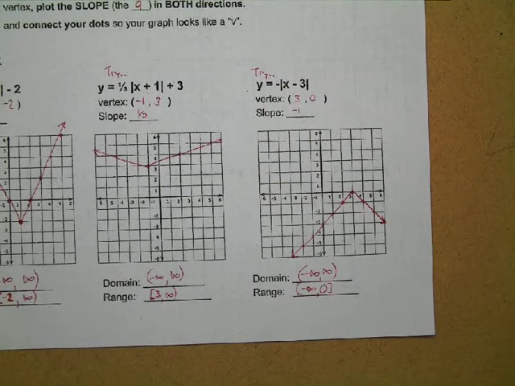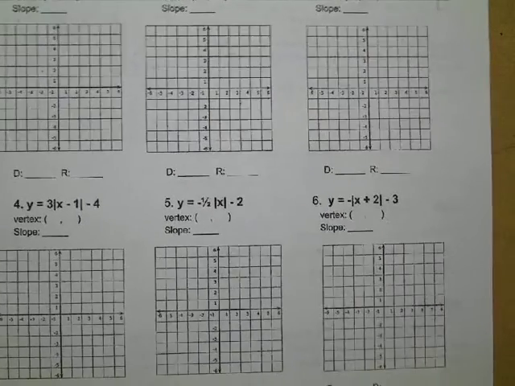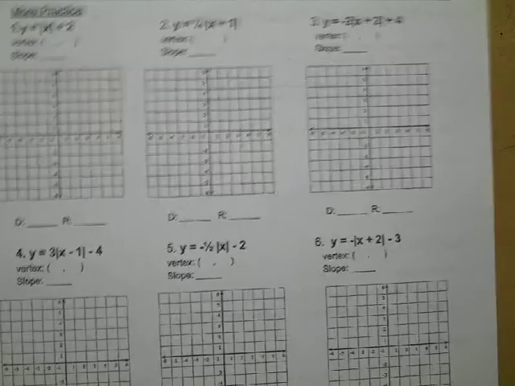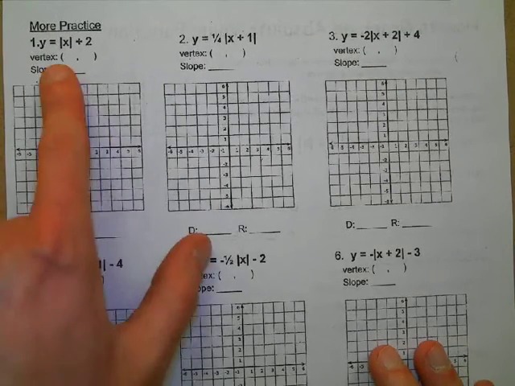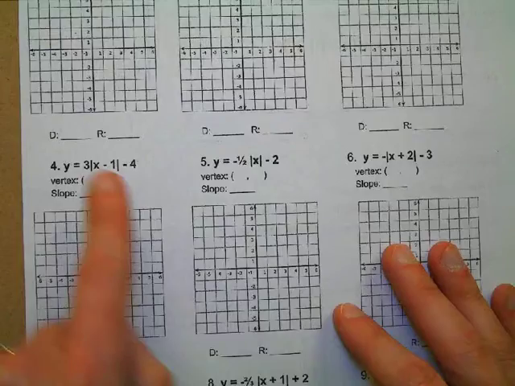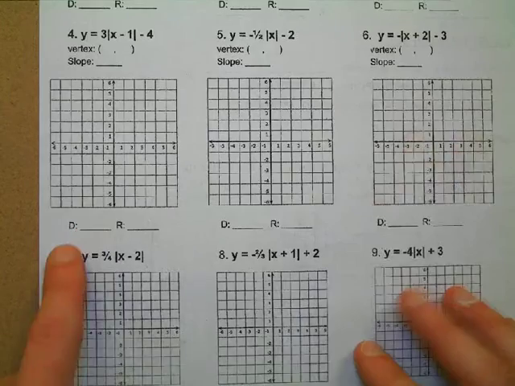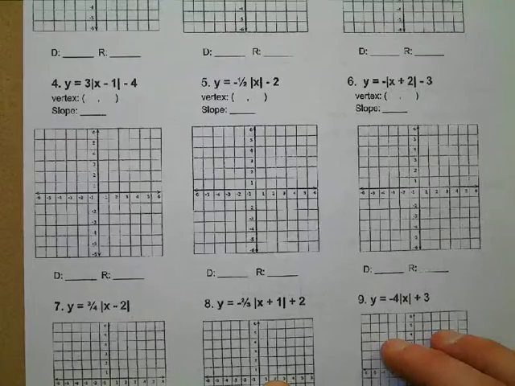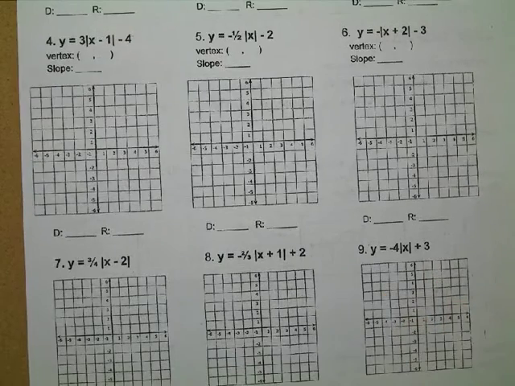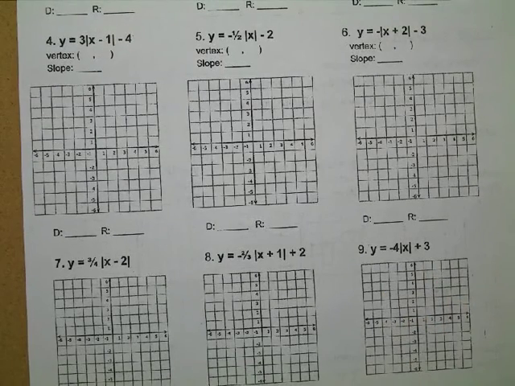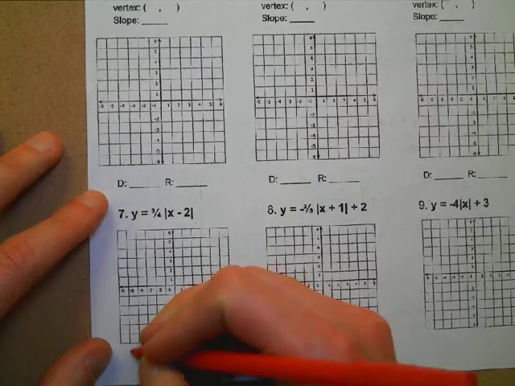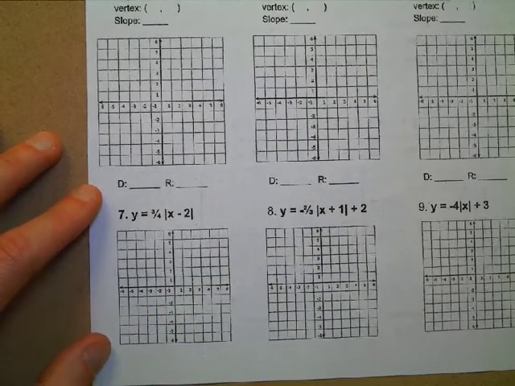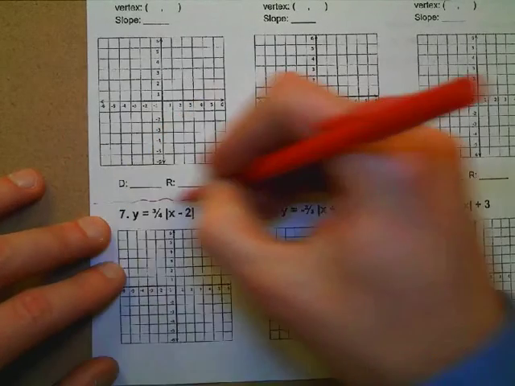Then what I would like you guys to do is, on the back, I want you to finish these up. You've got 9 there, all of them, please. Identify the vertex and the slope. For these, I want you to tell me the vertex and slope, and then tell me the domain and range. 1 through 9 in the back here.